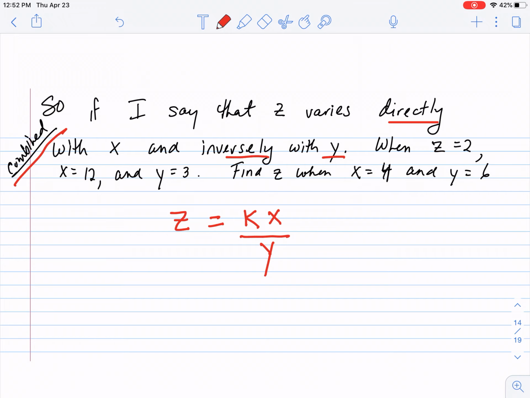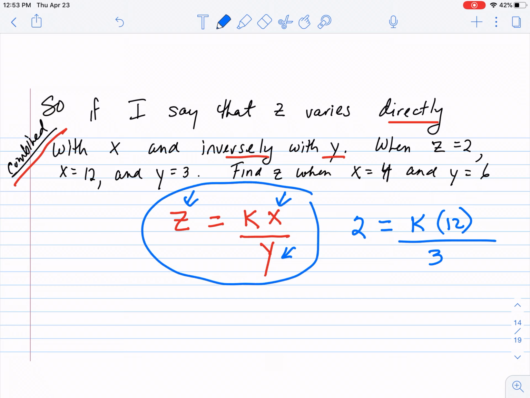So now when I start the next part of this question and I say when z equals 2, I'm going to substitute in a 2 for the z, right there, equals k. Now x is 12, so I'm going to multiply k by 12, because I'm substituting for the x. And y is 3, so I'm going to put a 3 in for the y. So I've just plugged in. First thing you're going to do, like I said, is write the equation. Directly means in the numerator. Inversely means put it in the denominator. And now the second part is this part here.